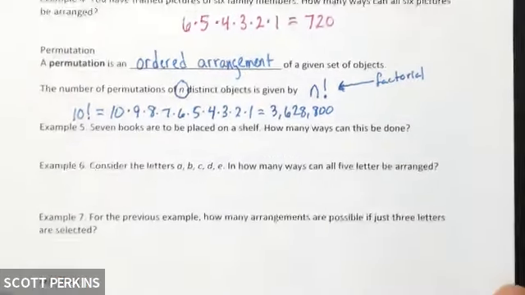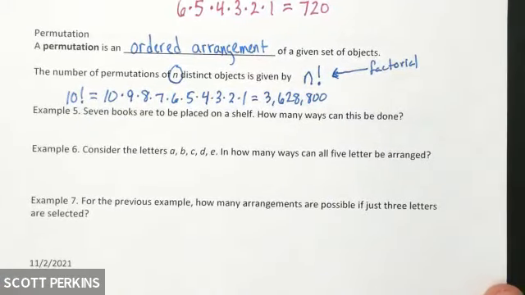Here's what I would like you to do. Example 5: you have 7 books, and you're going to place them on the shelf because you want to do some decorating. How many ways can you put those 7 books on the shelf? If you need me to help you with the calculator, let me know.